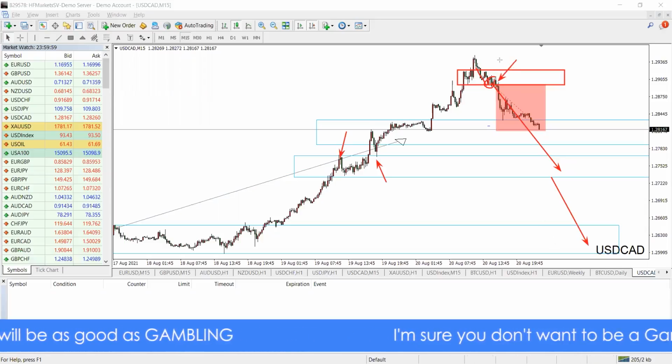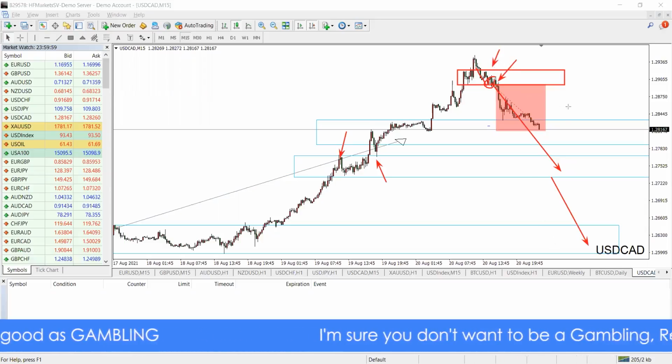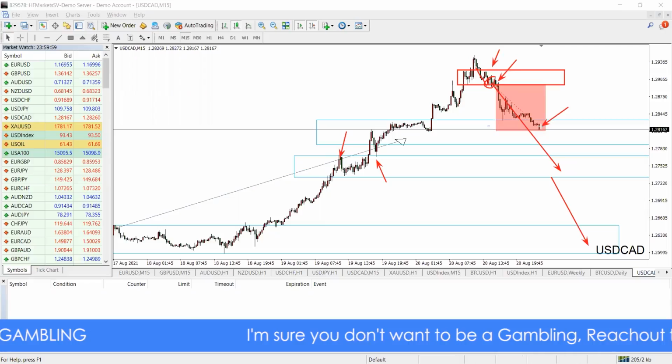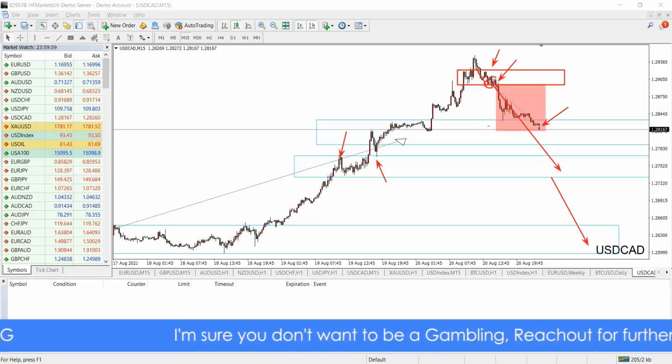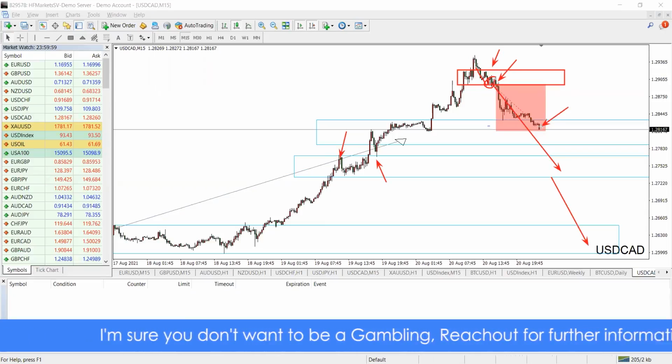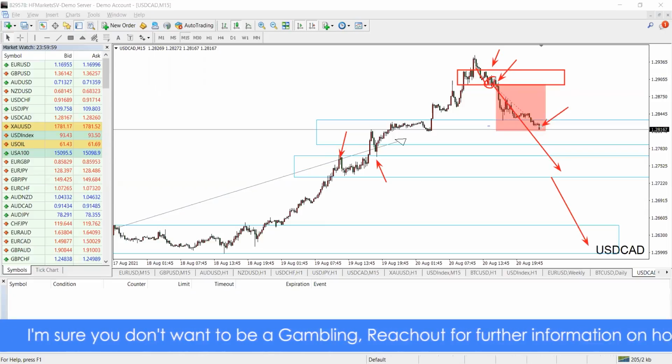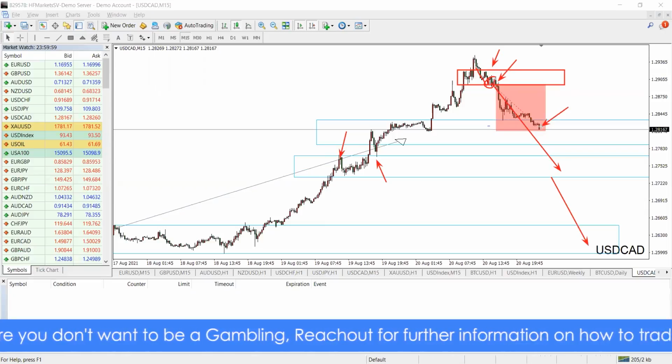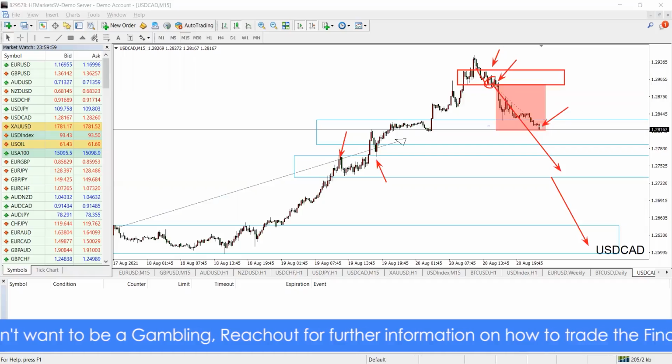I got in here. Stop loss was just about here. And then you can see where I got taken out here for take profit, right? I think it was maybe about 60 pips or 70 pips thereabout. I can't really remember. But based on the risk to reward ratio, this was an absolutely good trade.